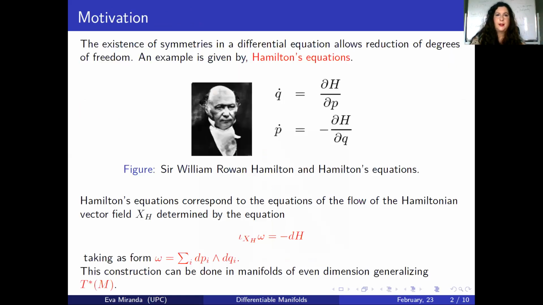Okay, so let's back up and let me recall that the motivation for us to do symplectic geometry these days is that the existence of symmetries of a differential equation, as I have just explained, allows the reduction of degrees of freedom. And the example that I'm taking here is the first example I took when I started this chapter, which is Hamilton's equations. Here you have Hamilton.